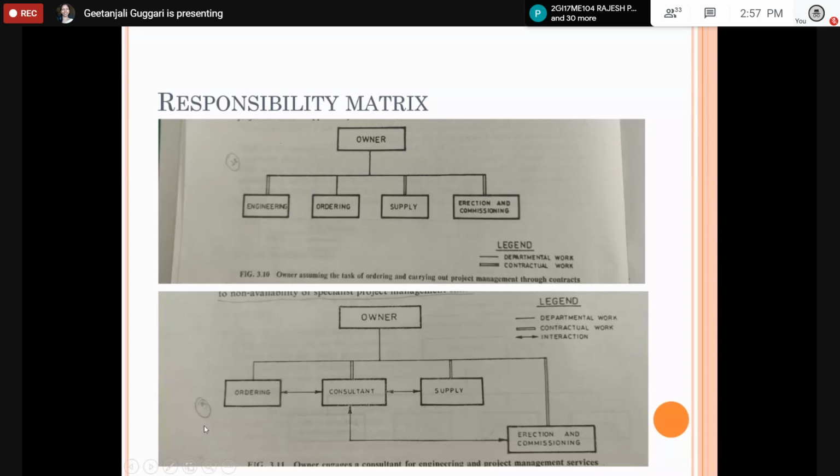Consultant is a contractor, supply is also by the contractor, erection and commissioning is also by the contractor. If there is no coordination between these, then they do their best at their own level, but what is actually needed may not happen. So there should be an interaction, an interlink between the consultants or between the contractors, so that you will be able to lead your project smoothly.